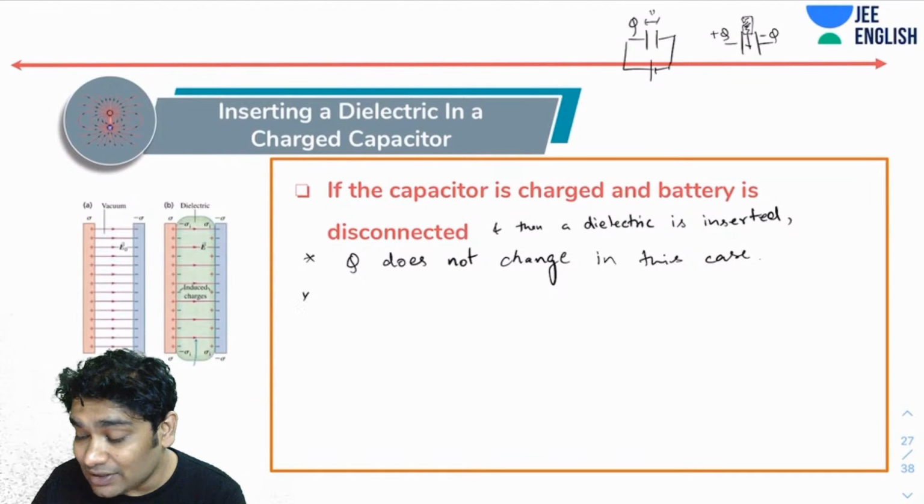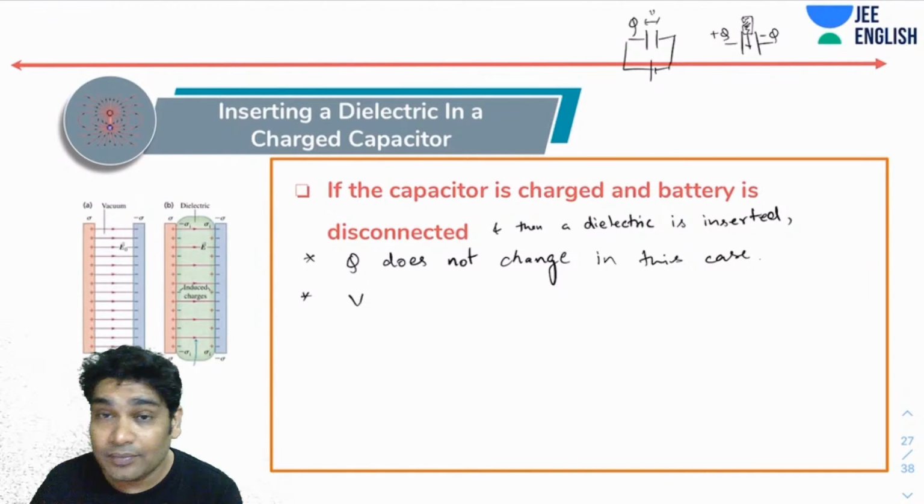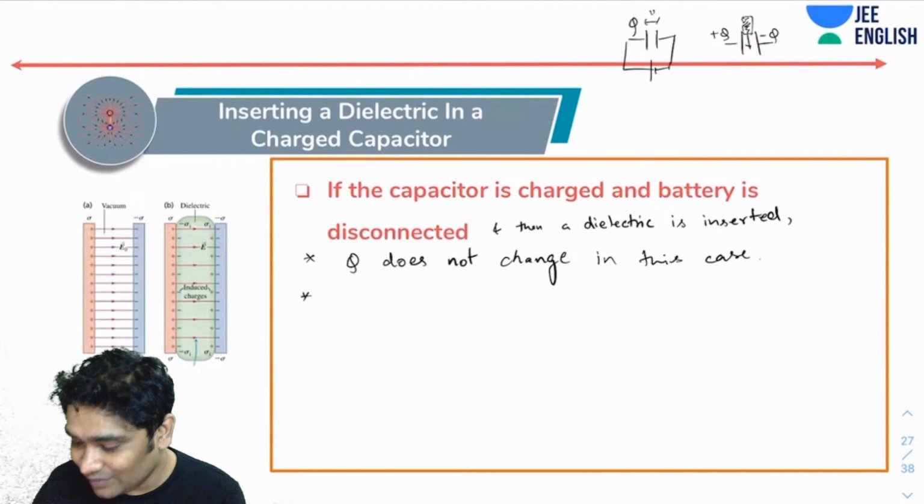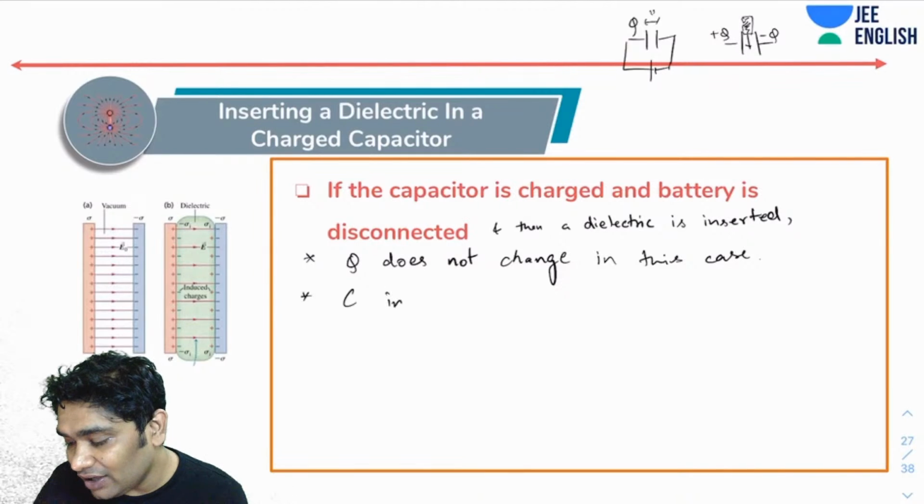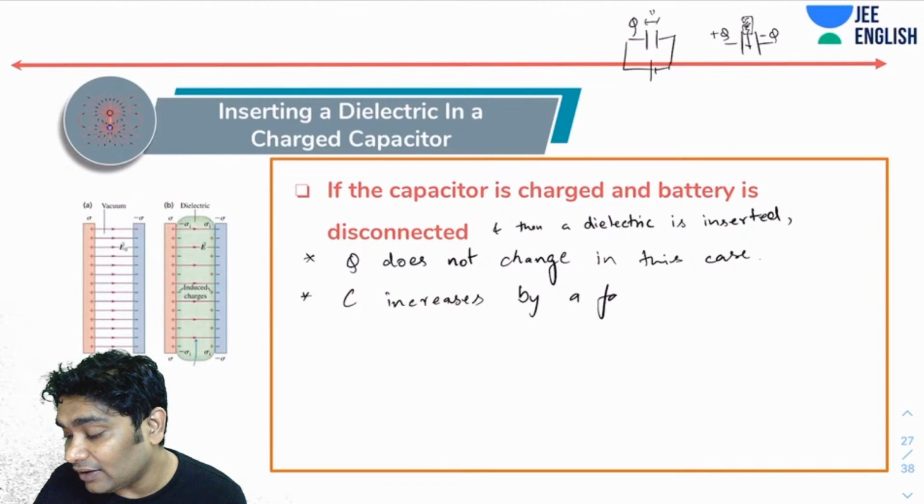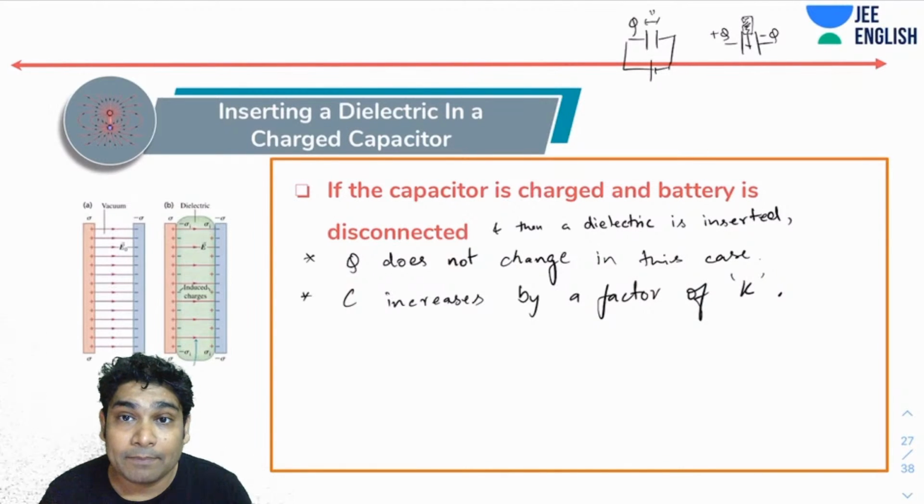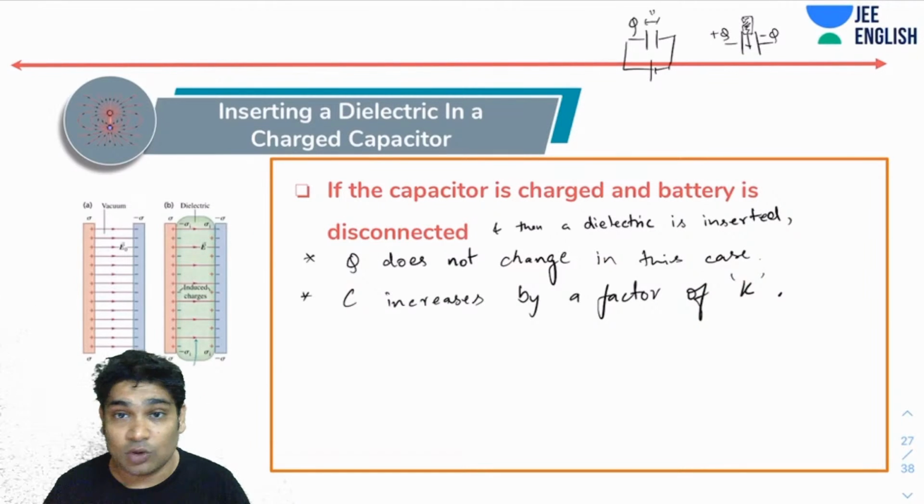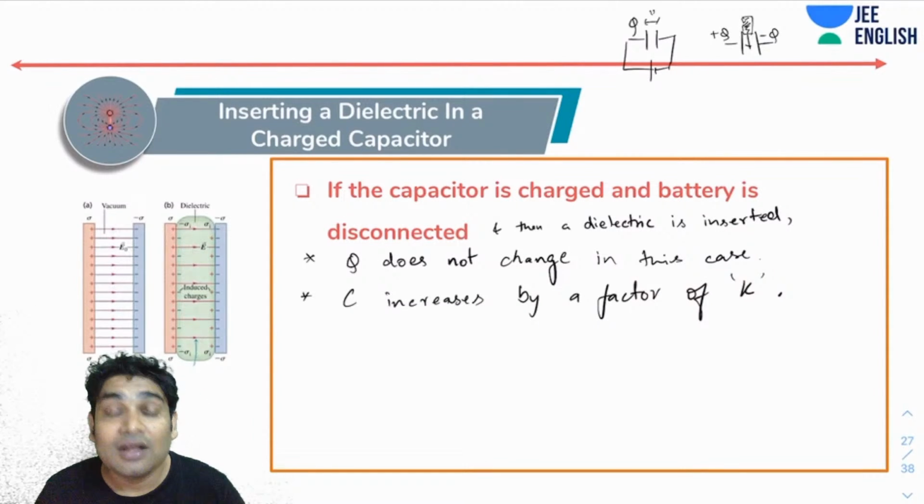Alright, what happens next? Let's first immediately talk about C. C obviously will increase by a factor of K. So this is plain and simple. If you are inserting the dielectric, C will always increase. There is no doubt about that.